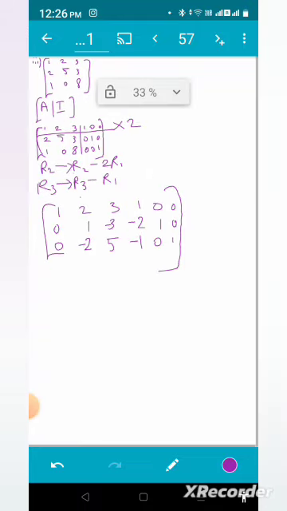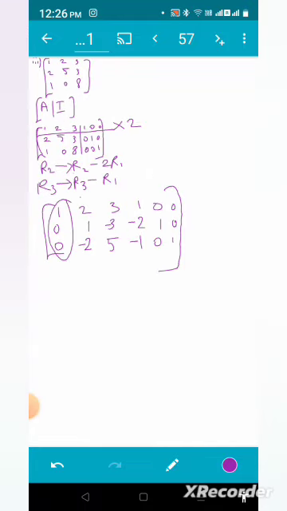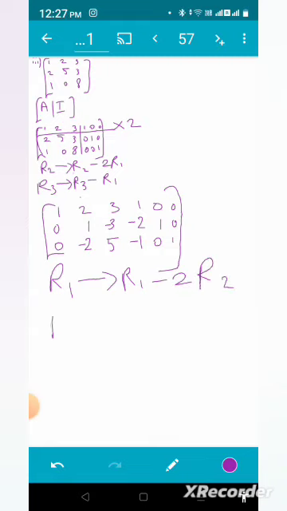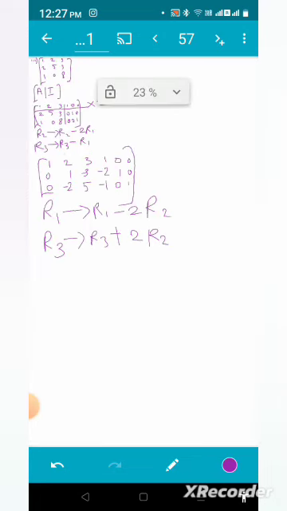So I get this column as 1 0 0, like the identity matrix. Then for the next column I get 1 here and 0 0 for the others. So I convert these into zeros. So R1 and R3 will change. R1 gives R1 minus 2 R2. Similarly R3 gives R3 plus 2 R2, because we get a minus symbol, so I add.